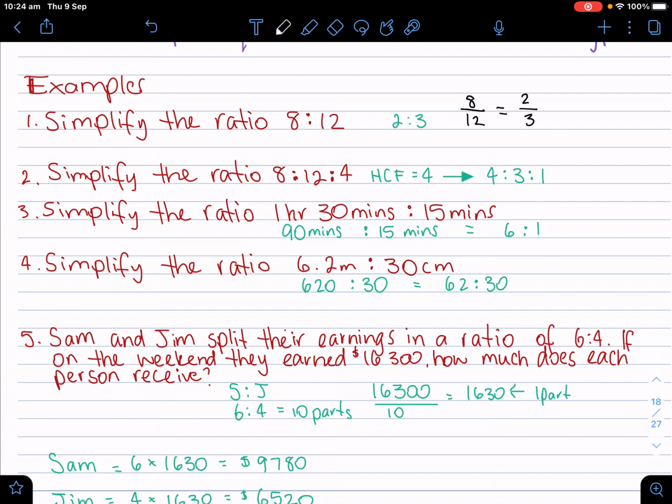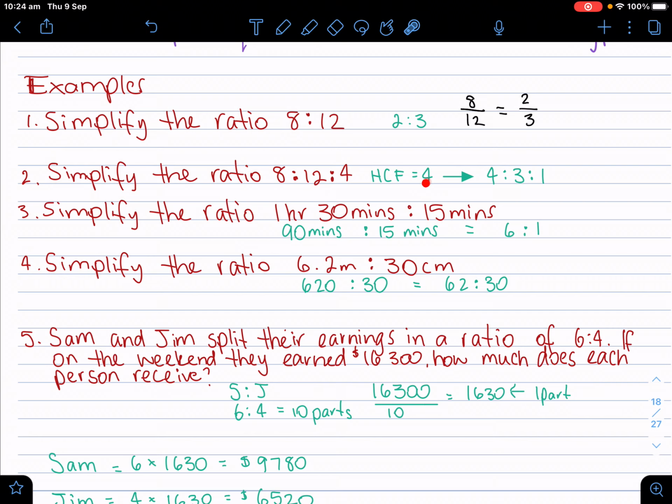Let's go on to example 2, where I show you how to use the highest common factor. If we look at example 2, there are three numbers, 8, 12, and 4. In order to simplify it, I need to find the highest common factor for all those three. If you don't know how to find the highest common factor, please go watch the video on highest common factor that I've uploaded earlier. So if I look at these three numbers, the highest common factor is 4.